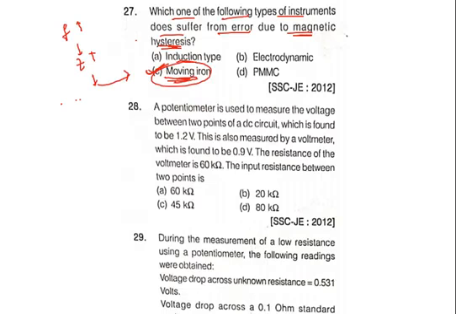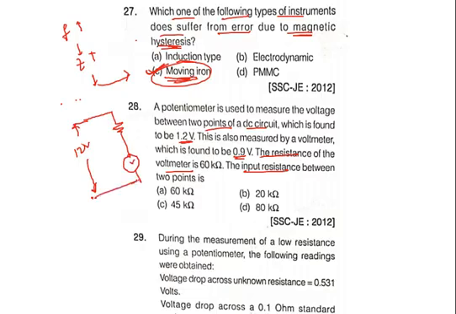Next one. A potentiometer is used to measure the voltage between 2 points of a DC circuit, which is found to be 1.2 volts. This is also measured by a voltmeter, which is found to be 0.9 volts. The resistance of the voltmeter is 60 kilo ohms. The input resistance is asked. Between the 2 points he has given 12 volts. There is an input resistance, and after that there is a voltmeter connection.